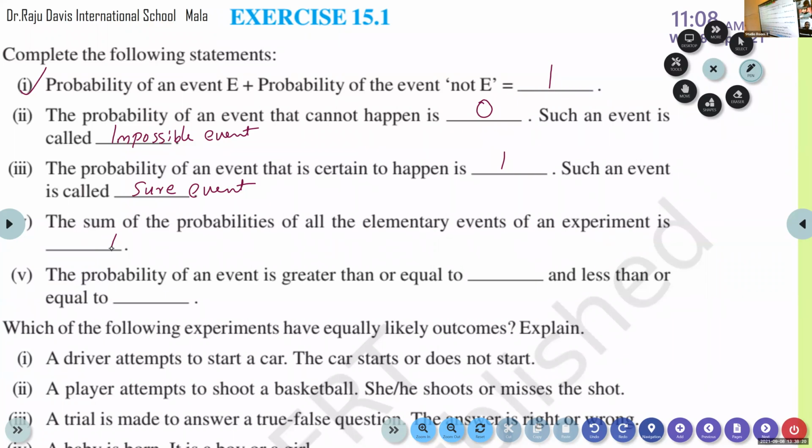Fifth one, the probability of an event is greater than or equal to dash and less than or equal to dash. That means the probability of an event lies between which of the values, Gauri? Yes, Visan. 0 and 1. The probability of an event is greater than or equal to 0 and less than or equal to 1; it lies between 0 and 1. These questions are very important. We can expect 1 from these 5.